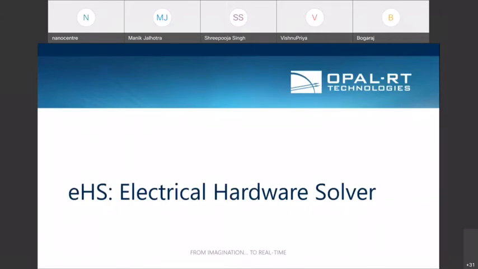So as a company, the solution which we provide for the processing of high switching frequencies is called EHS. So what exactly is EHS? It is called the electrical hardware solver. Now this is one kind of solver, and the entire development of this particular solver has been done based on a research paper. So this is a whole different thing.